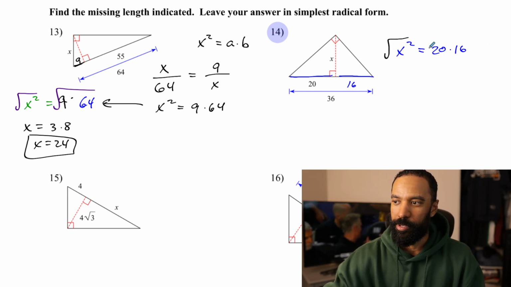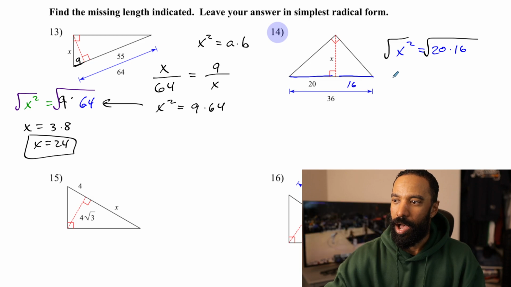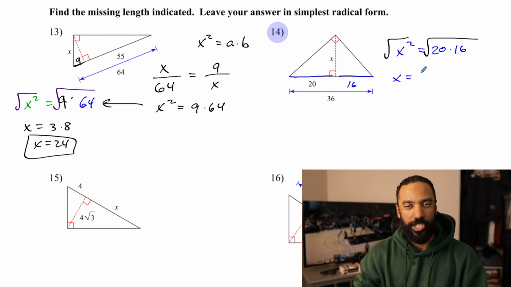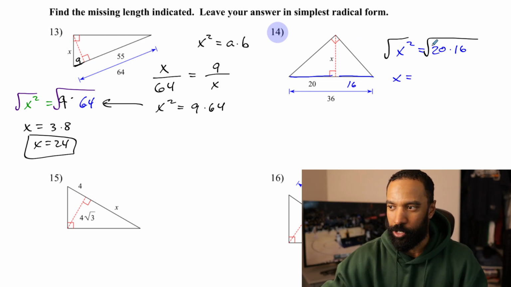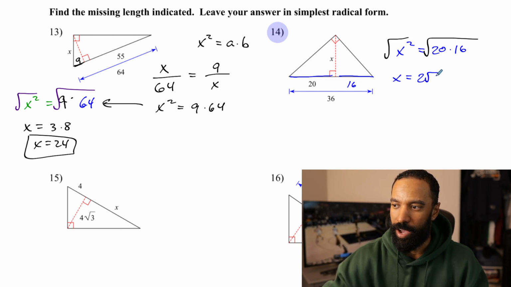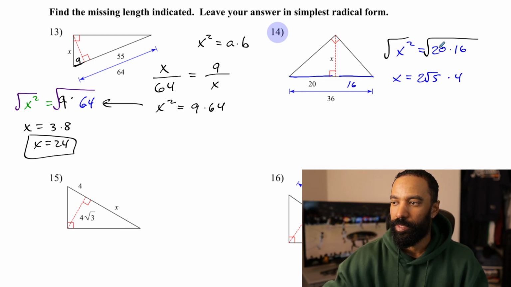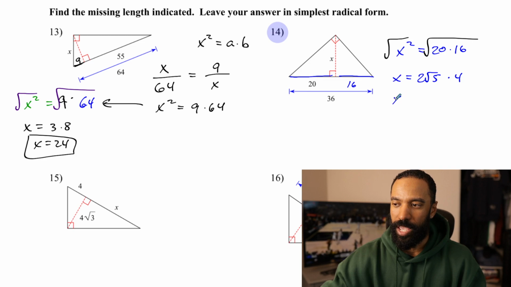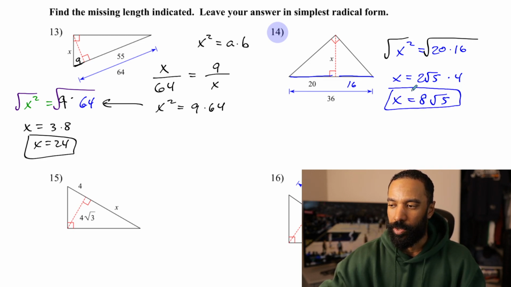Let's do our square root business again. Again, I can just take the square roots of these things kind of more in an individualistic way. Square root of 20 is 2 root 5, and the square root of 16 is 4. And 2 times 4 is 8. So X is going to be 8 root 5. Once again, no units here. So we're just going to leave it as that.